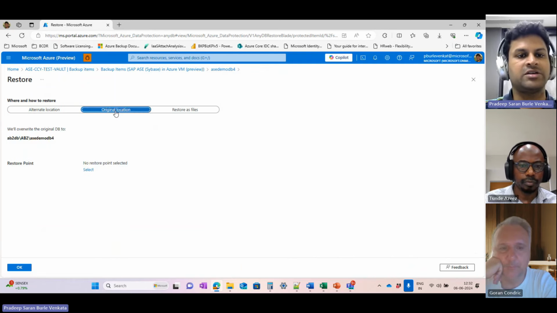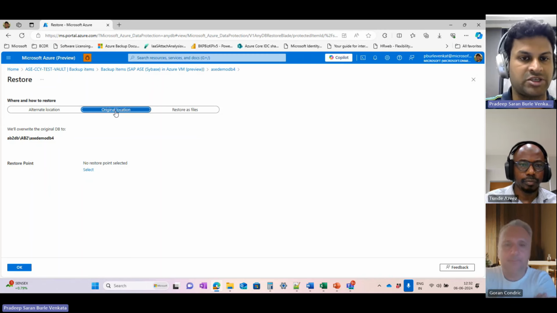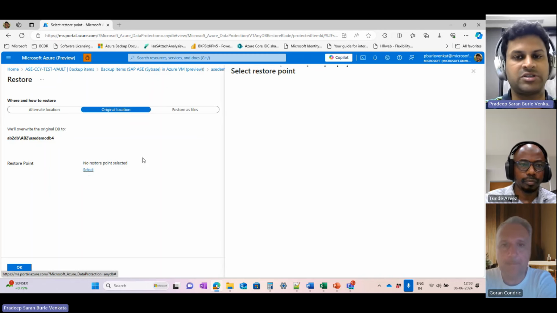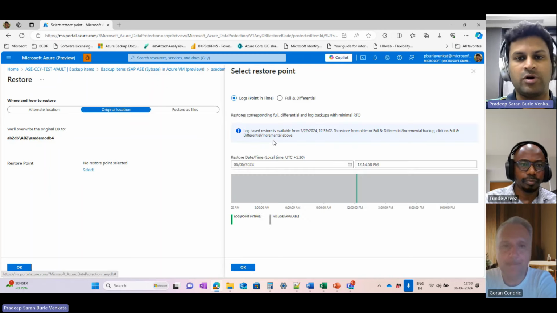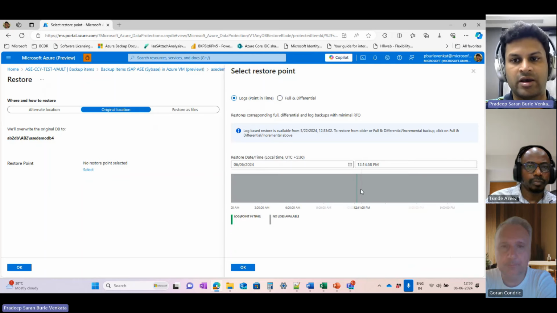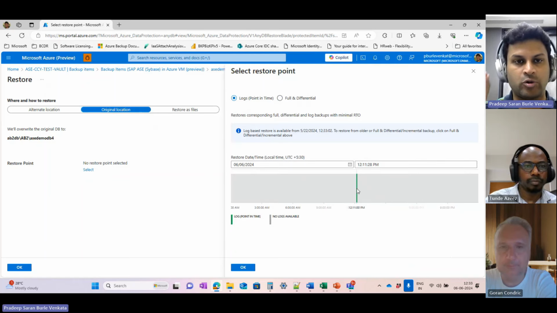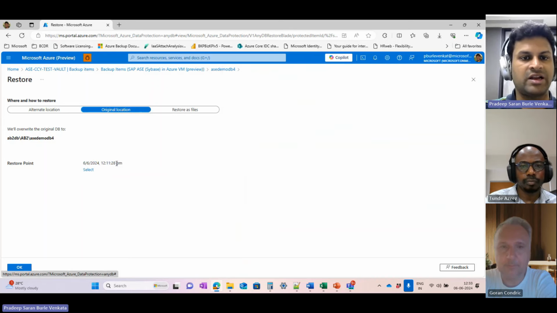And the original location is, let's say your production database is corrupted or hit by a ransomware attack. You can restore that database on the production VM as well. That's again pretty much a similar workflow. You get to choose full or diff, or if you want to do a point in time restore, you can do that as well. You can select, okay, I want this point to be restored at 12:11. You can go that granular, choose that recovery point and then select. Automatically we will restore to that recovery point in time.